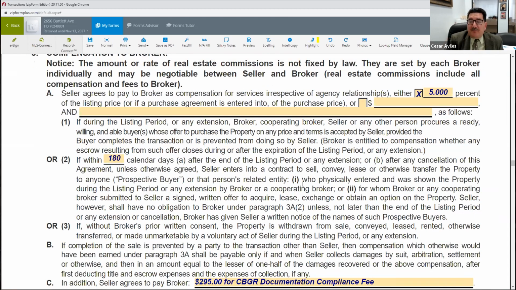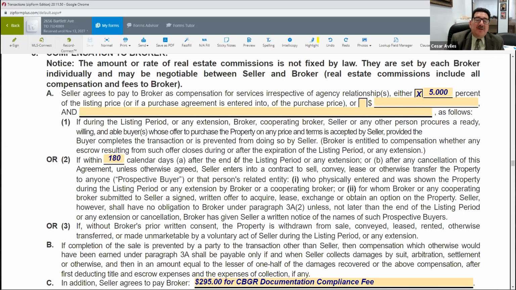even if they lease the house or transfer the property to anyone, right? Or that person's related entity who physically entered and was shown the property during the listing period, or any extension, by the broker or a cooperating broker, right? For whom the broker or any cooperating broker submitted the seller's assigned written offer to buy this property.